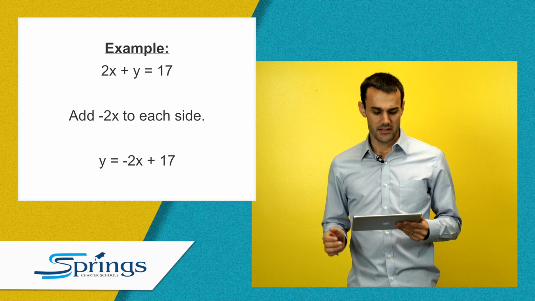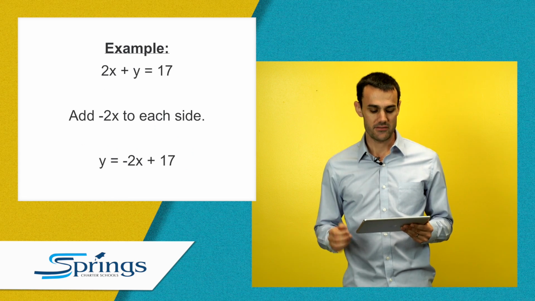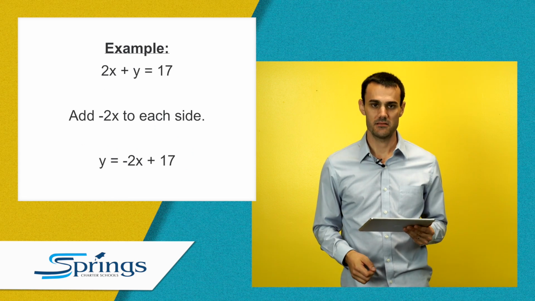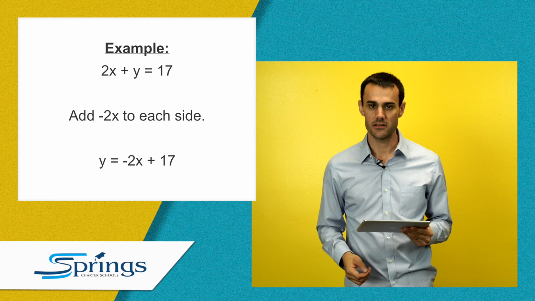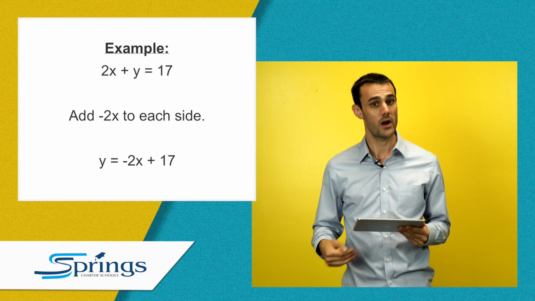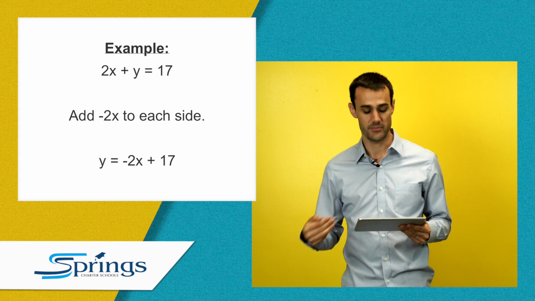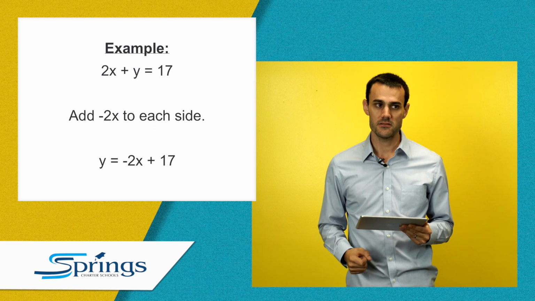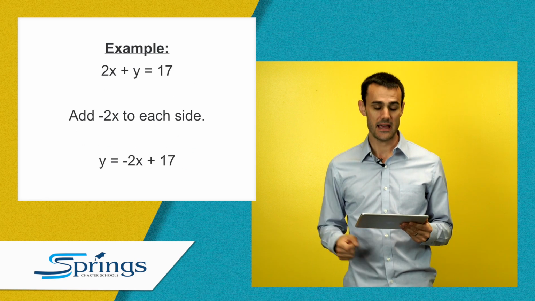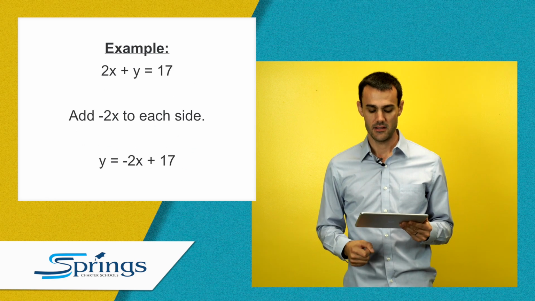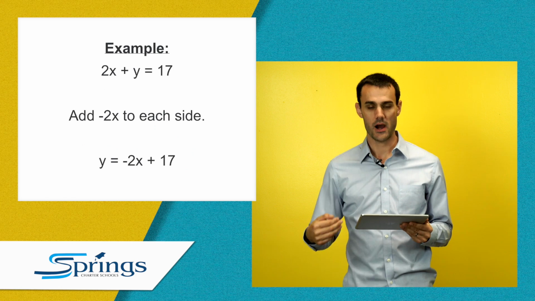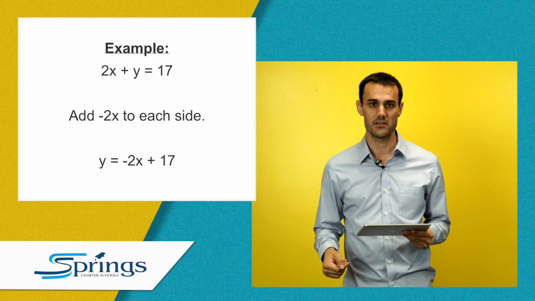All right, last example we're going to take a look at here. We have 2x plus y equals 17. And we need to rewrite this equation in order to put it in the right form, which is y equals mx plus b. So all we need to do in this case is to add negative 2x to both sides of our equation. And now we have y equals negative 2x plus 17.